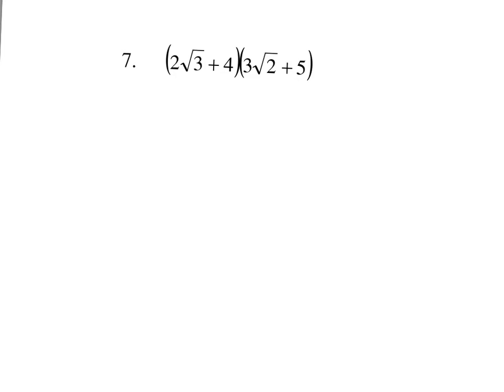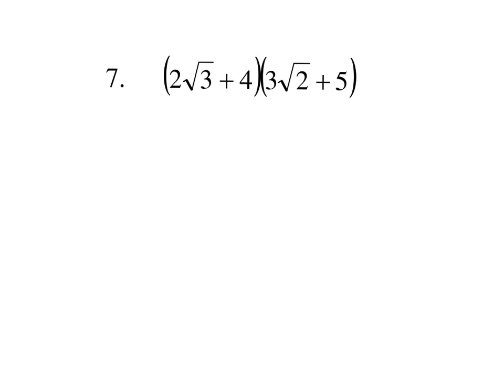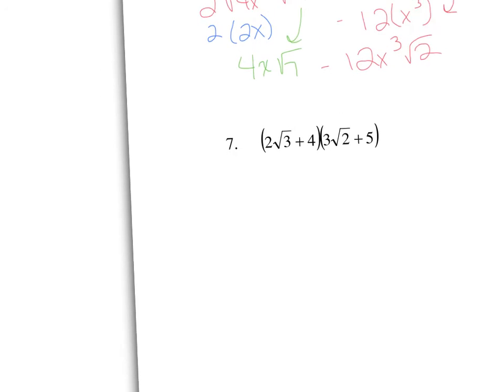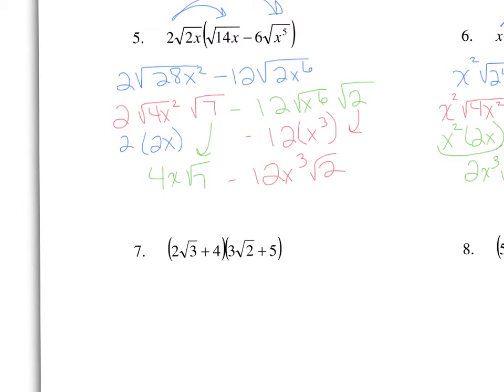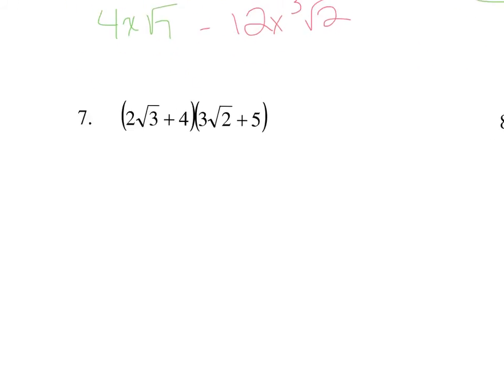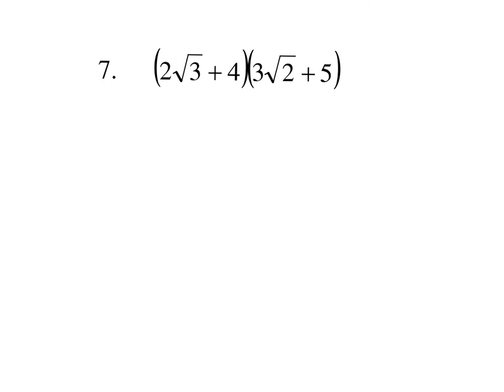On number 7, the difference is, if we scroll back a little bit, when we look at 5, we have a monomial times a binomial: one term on the outside, two terms inside the parentheses. On number 7, we have a binomial times a binomial, so both of these are two terms. It just changes the process a little bit. This is what I call double distributive. Some of you might have learned it as FOIL.